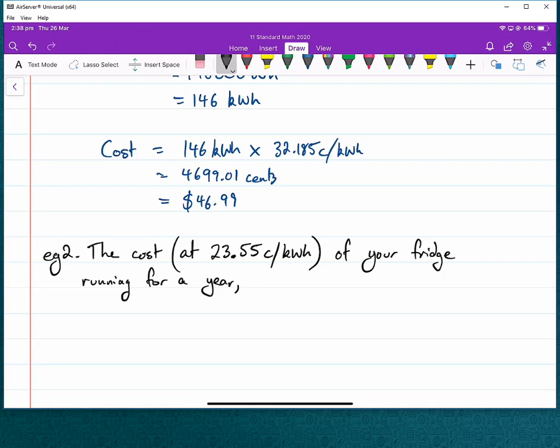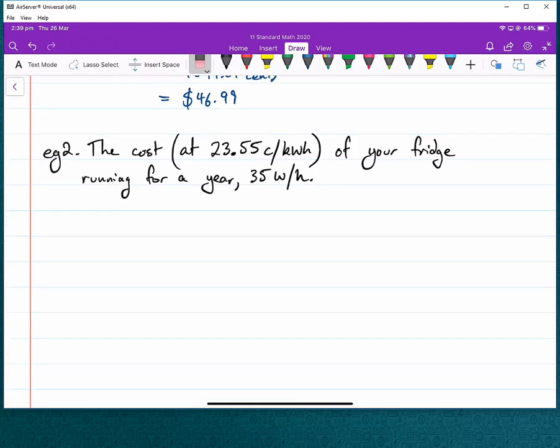Maybe it will use 35 watts per hour. Okay, so the cost of running your fridge for a year, and I'll just say if the fridge uses 35 watts per hour.